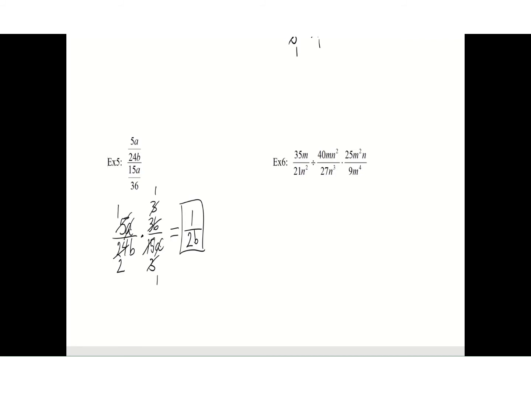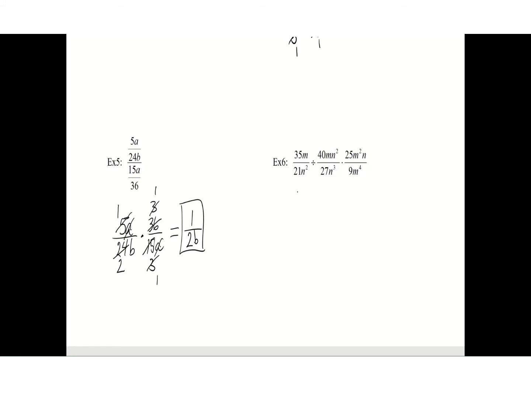And lastly, with example 6, we have 3 fractions here, and it's okay. We just will take them 2 at a time. And remember, here we have this first fraction divided by this second one. If we're dividing by a fraction, we're going to multiply by the reciprocal. And with the order of operations, remember multiplication and division is on the same level, so we'll do them in the order in which we see it.